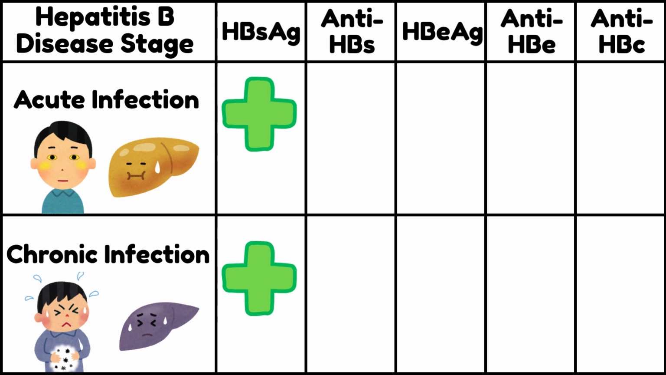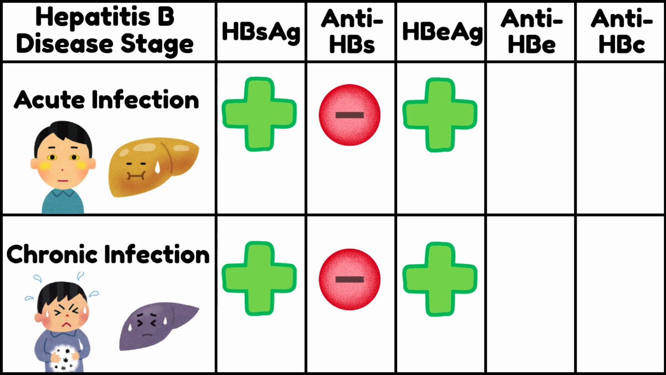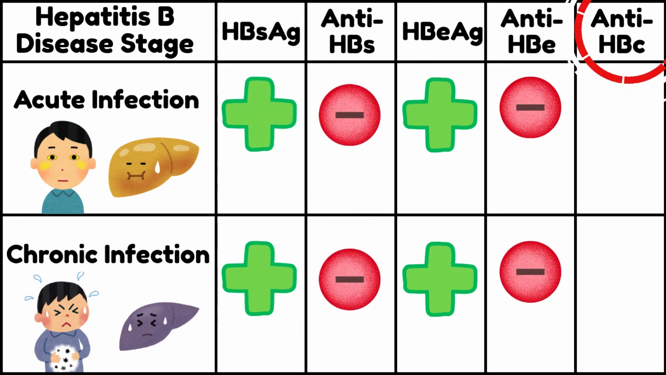Both have positive hepatitis B surface antigens. That means hepatitis B virus is present in the body, and thus both conditions have negative result for antibodies to it. Both have positive hepatitis B envelope antigens. That means hepatitis B virus is replicating in the body, and thus both conditions have negative result for antibodies to it. So the differentiating point is only hepatitis B core antibody.